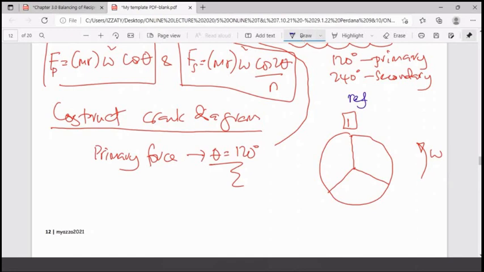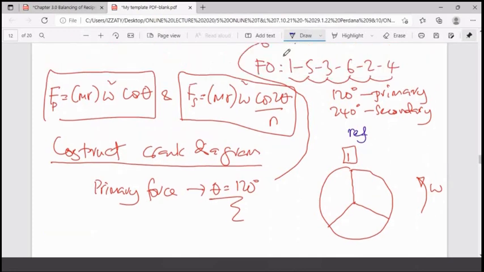So 1, then you come to 5. Where is 5? 5 here. This one is basically 120-ish. This one is 120, and this one is another 120. So after 5, you have 3. 3 here. 1, 5, 3. The next one is 6, pointing upward. The next one you have 2. And finally you have 4.